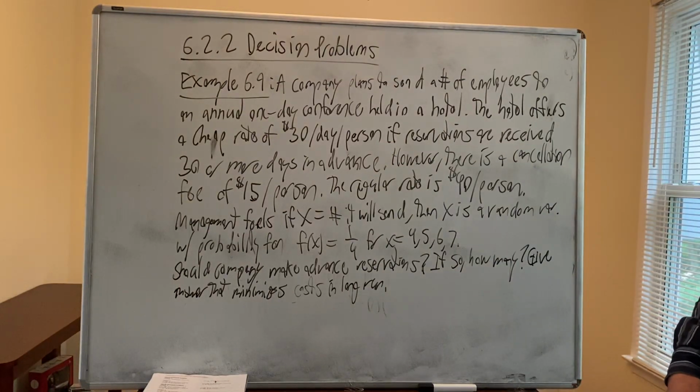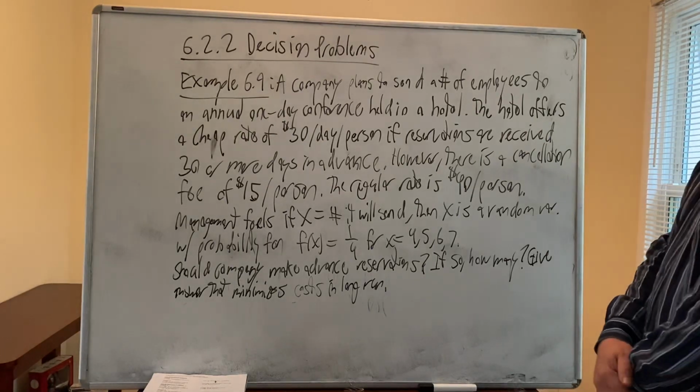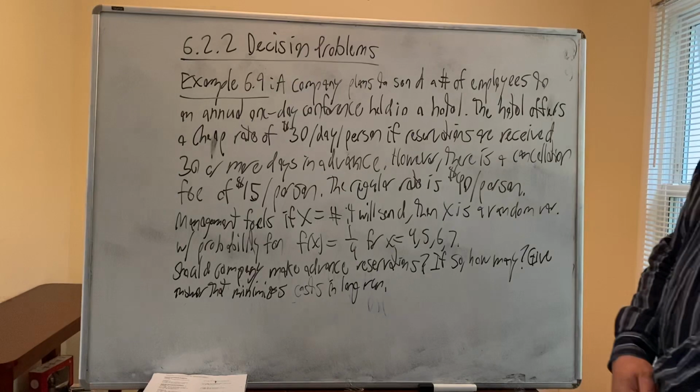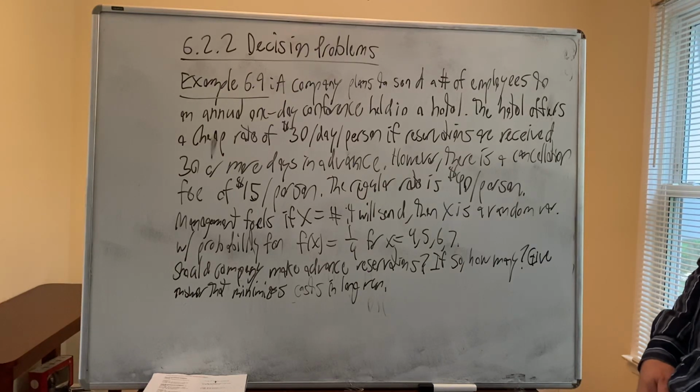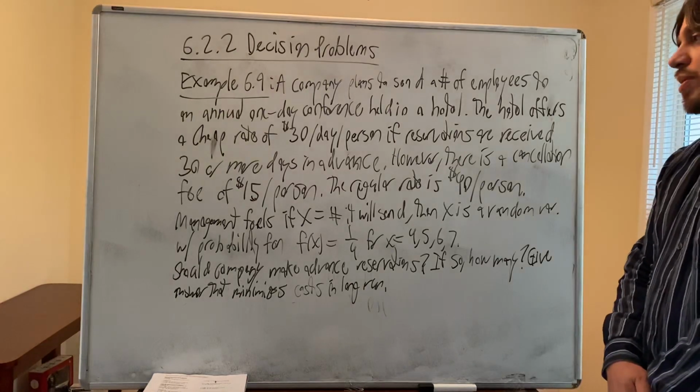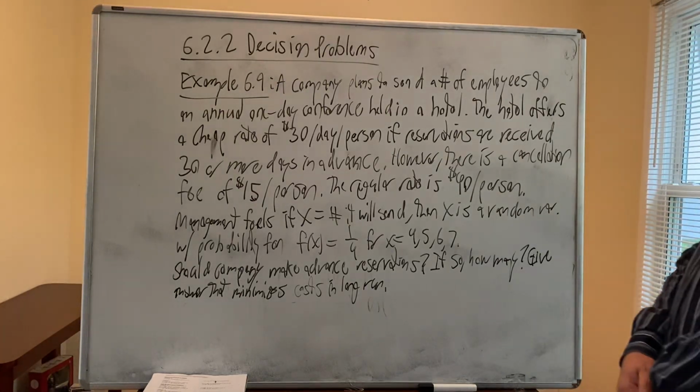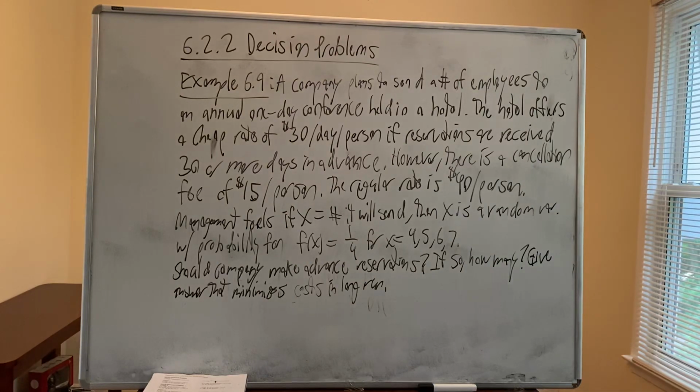Okay, example 6.9. A company plans to send a number of employees to an annual one-day conference held in a hotel. The hotel offers a cheap rate of $30 per day per person if reservations are received 30 or more days in advance. However, there is a cancellation fee of $15 per person. The regular rate is $40 per person. Management feels if x is the number it will send, then x is a random variable with probability function f of x equals 1/4 for x equals 4, 5, 6, or 7. Should the company make advance reservations? If so, how many? Give the answer that minimizes costs in the long run.